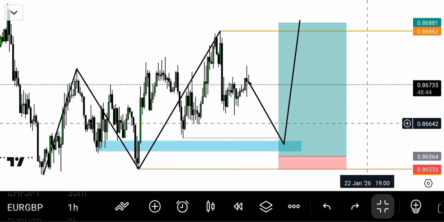The reason why I'm making these is to build your confidence and also teach you live market structure, let you see me executing what I'm teaching. It builds confidence in your trading.